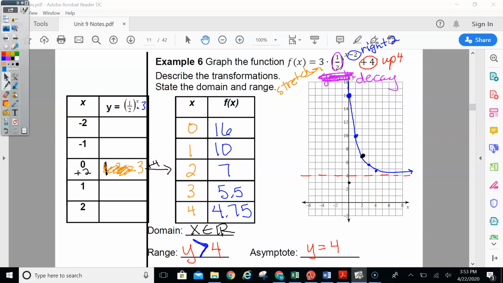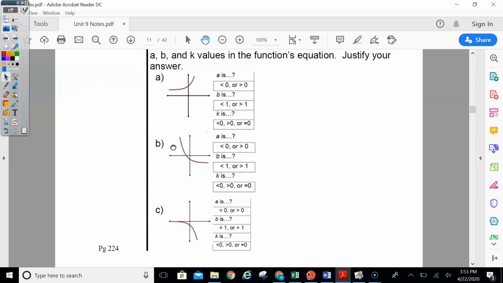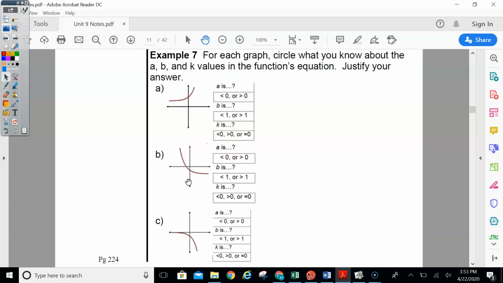Alright, so the last part at the bottom, these are going to be deciding what's happening here. So I give you a sketch of the graph, and you have to tell me some information about them. What do you know about A, about B, and about K for these graphs? I'm going to go in order of easiest to identify. So I'm going to start with the K's. K, remember, is your horizontal asymptote. It's where your graph flatlines.